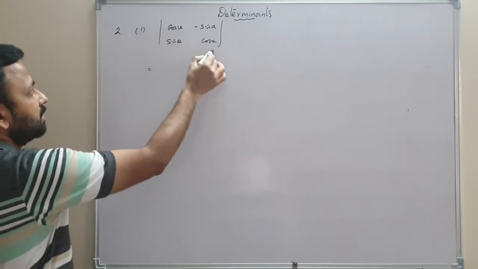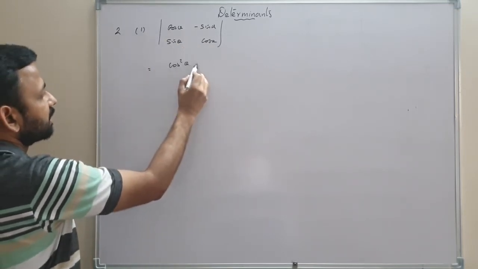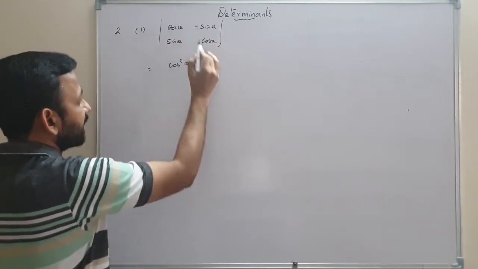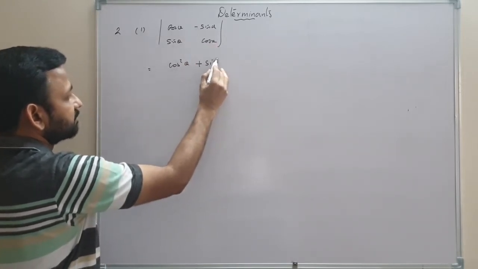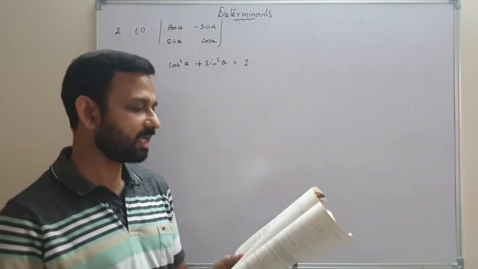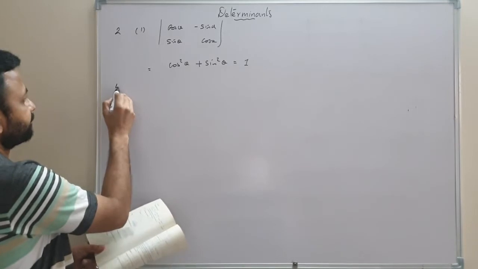Very simple. Cos theta into cos theta, cos square theta, minus sin theta into sin theta, sin square theta, one negative already there, so plus sin square theta. So the answer will be 1. Very simple. Now we can do the fourth question.